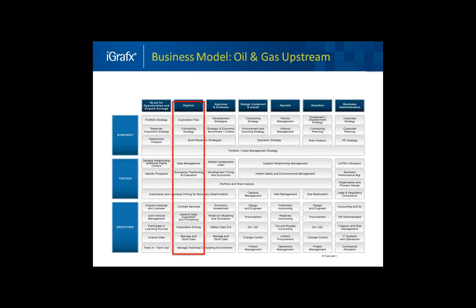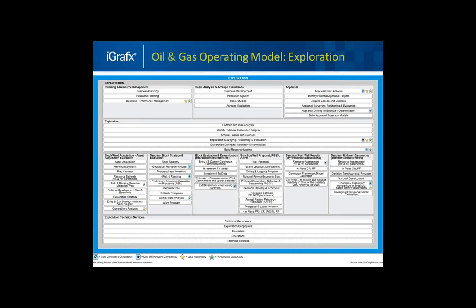You could be looking at it from explorations all over. That could be looking like this. This is an operating model. So this is an exploration operating model where you would see all the aspects of play analysis, acreage evaluations, appraisals, explorations, the block field acquisitions, sanctioned block field, etc. So you could have all the different areas with dry well, technical support, the commercial discoveries, as well as exploration technical services.